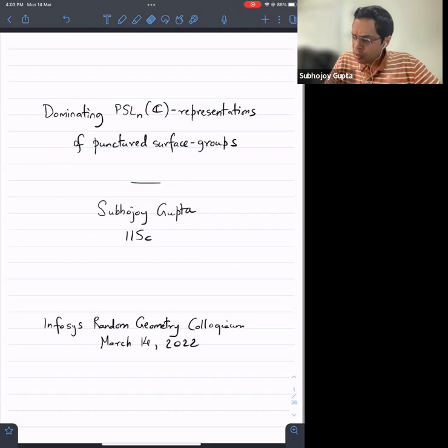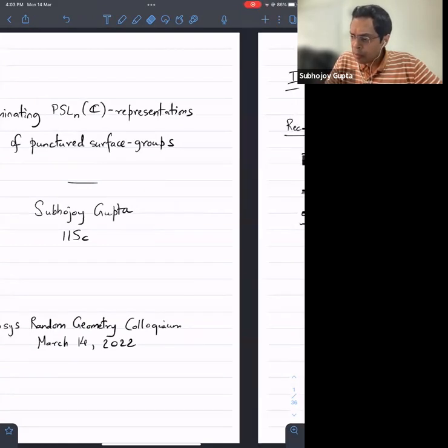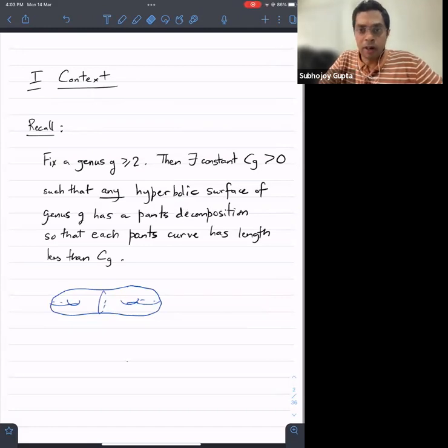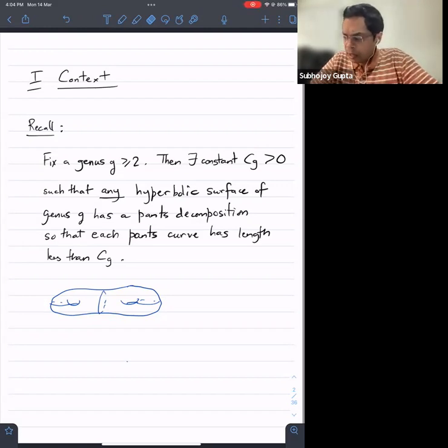But before I get to describing what all this is about, let me give an idea of the broader context and talk of some domination results, or a domination result in particular for closed surface groups. So when your surface is a closed surface, here's a fact as a warm-up that is familiar to people who study hyperbolic geometry. It says that if you fix your genus g greater than or equal to 2, there exists a constant so that any hyperbolic surface of genus g has a pants decomposition of bounded length.